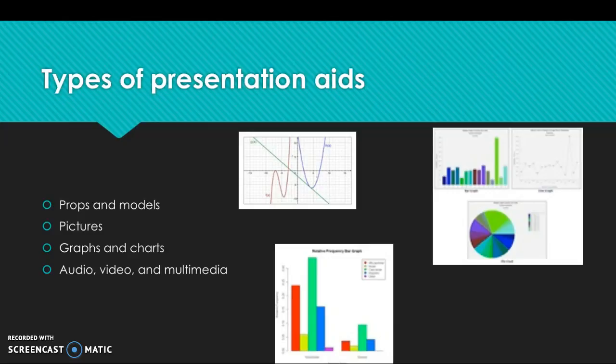Showing pictures, again, if you were talking about something such as donating money to starving children or donating money to the ASPCA, using pictures would help your audience understand and kind of draw on that pathos, that emotional appeal.